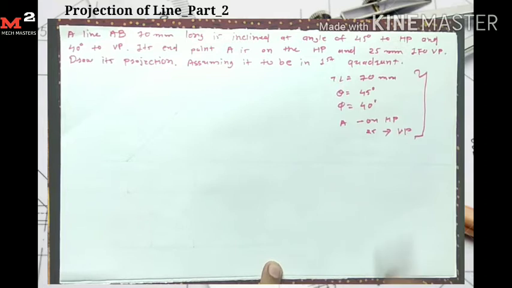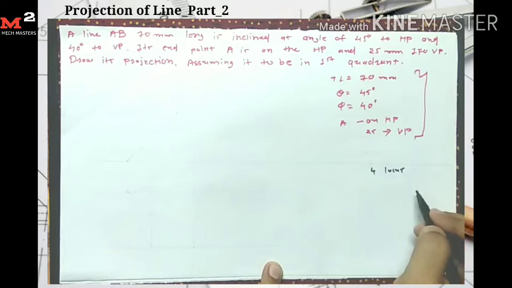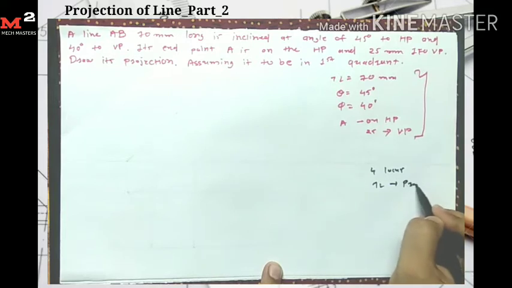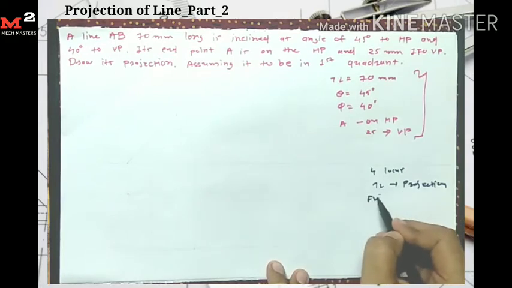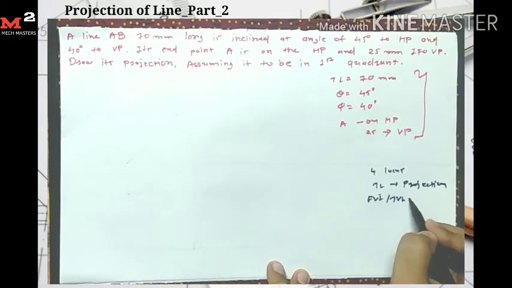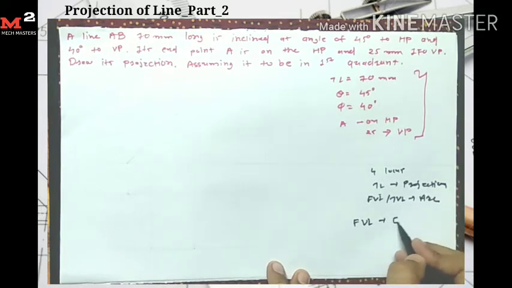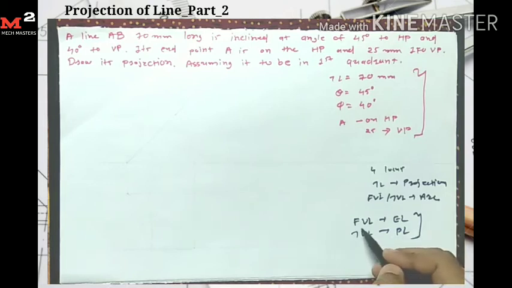To solve this problem, first we need to find the four loci, meaning the locus of A dash, locus of B dash, locus of A and locus of B. After that, from the true length I draw the projection, and from the front view length and top view length I draw the arcs. Here the front view length is also called the elevation length and the top view length is also called the plan length, so there is no need to get confused here. Let's solve this problem.